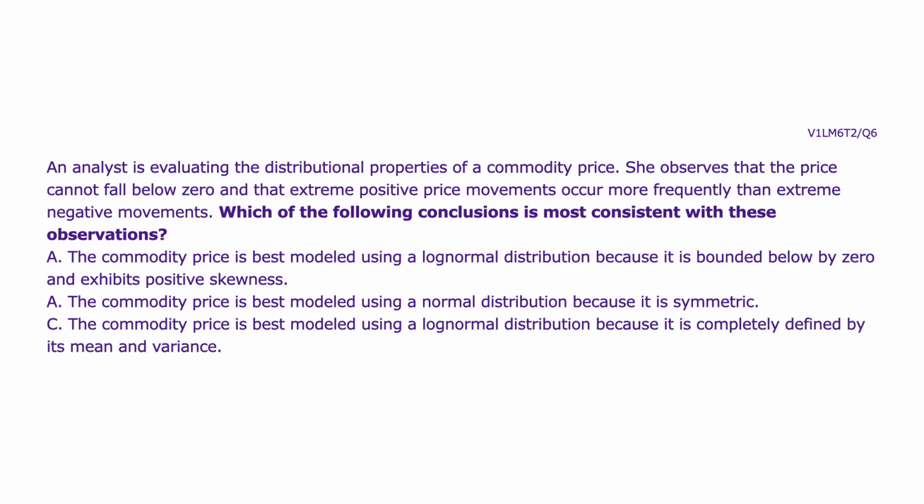An analyst is evaluating the distributional properties of a commodity price. She observes that the price cannot fall below 0 and that extreme positive price movements occur more frequently than extreme negative movements. Which of the following conclusions is most consistent with these observations? A. The commodity price is best modeled using a log-normal distribution because it is bounded below by 0 and exhibits positive skewness. B. The commodity price is best modeled using a normal distribution because it is symmetric. C. The commodity price is best modeled using a log-normal distribution because it is completely defined by its mean and variance.